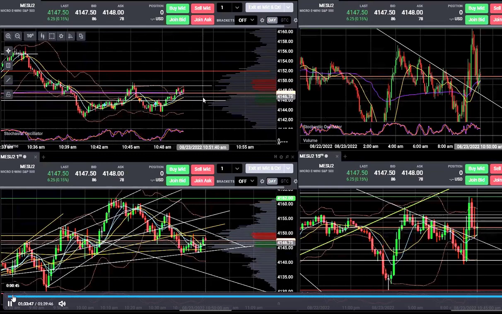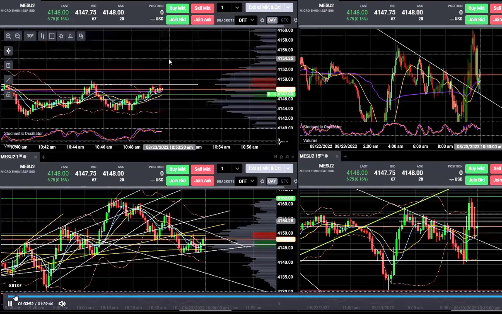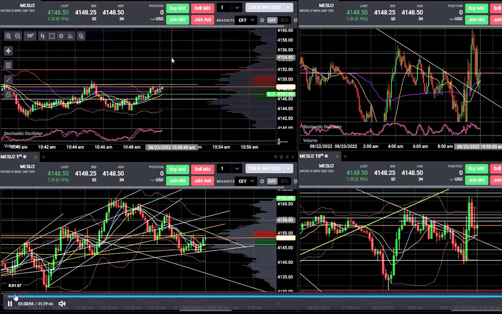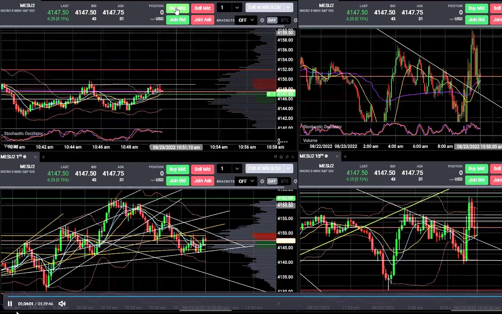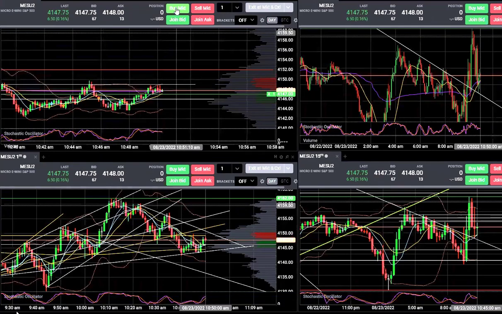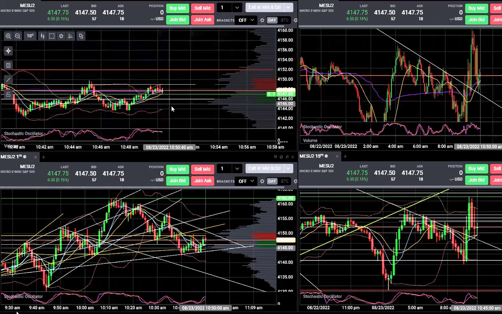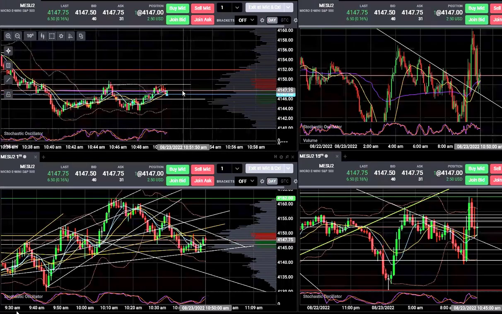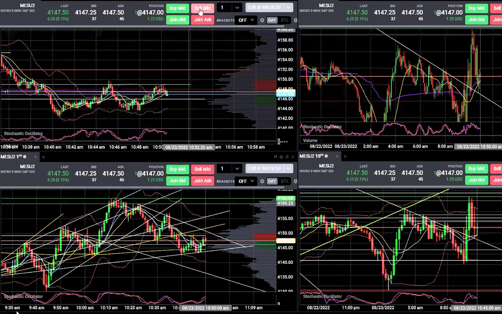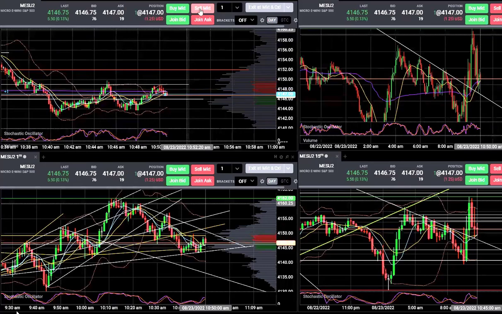Ideally, we get a pullback just under it one more time. I'll risk it. Oh man, missed me by 1 tick. I'm starting to run out of momentum here though too. This might just end up breaking over. That's got a really good chance of breaking over. It's going to break over.